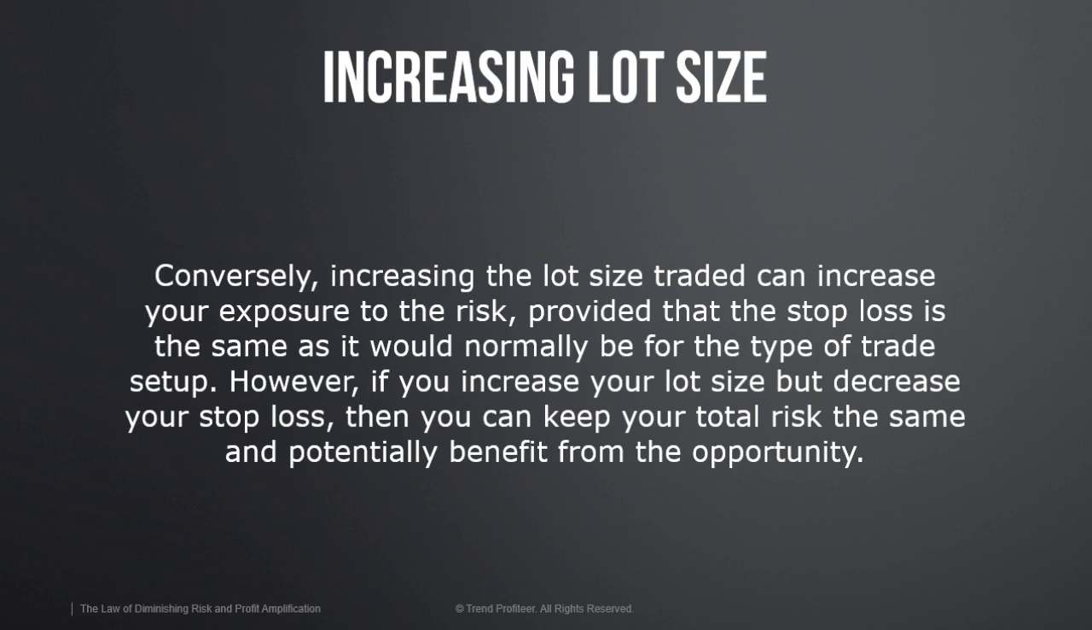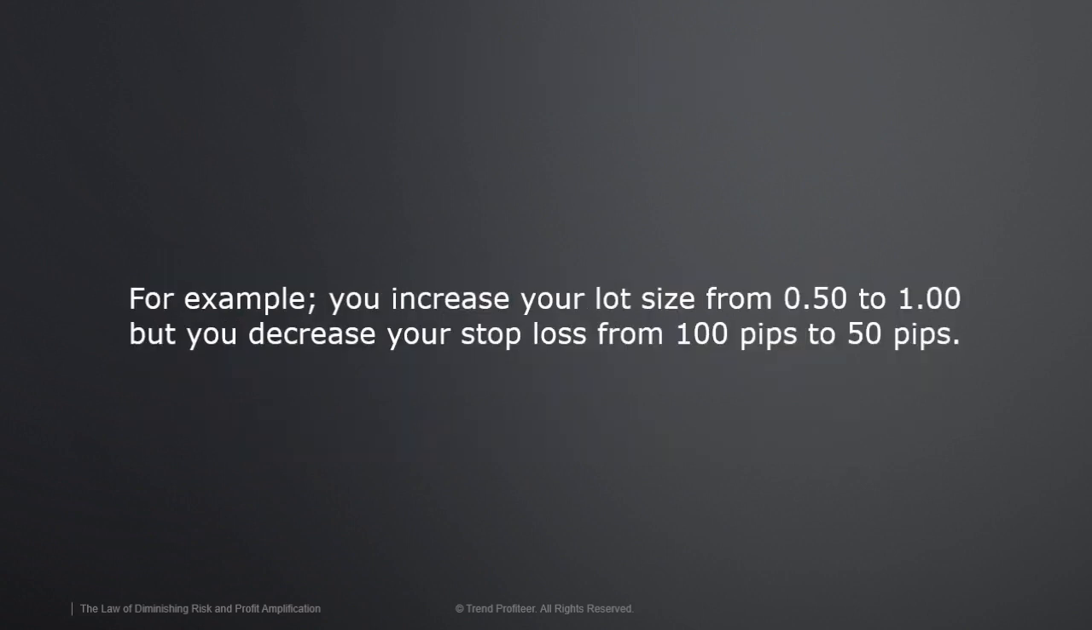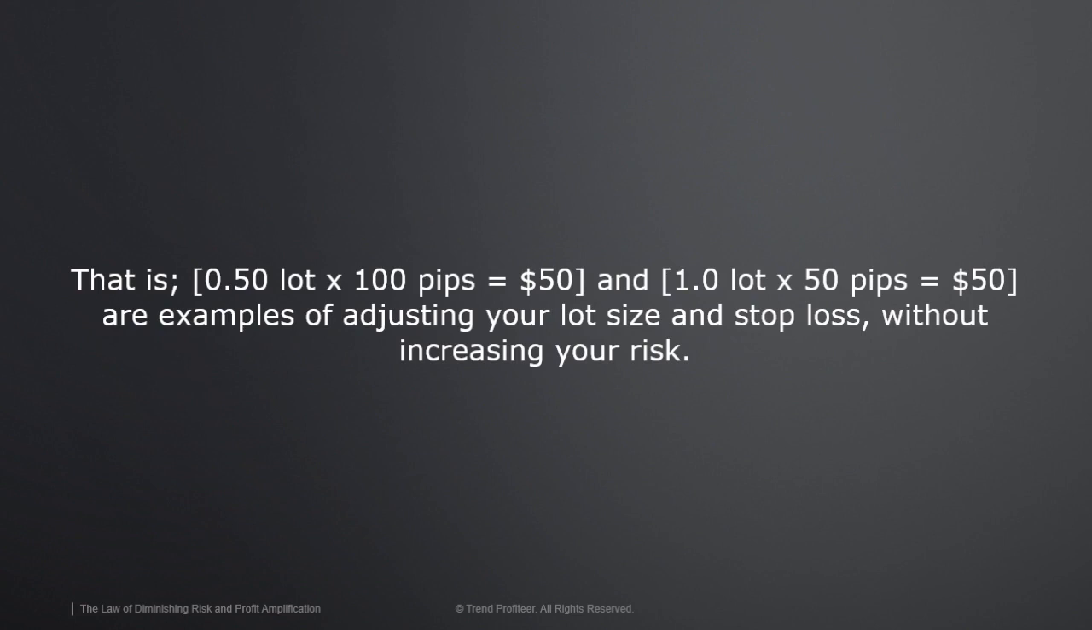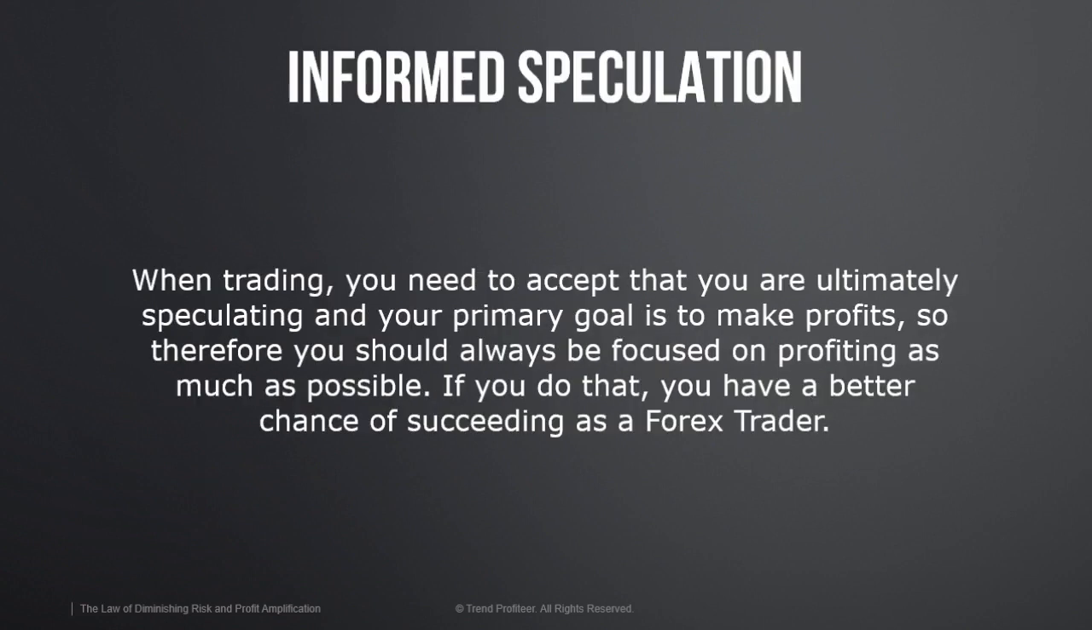However, if you increase your lot size but decrease your stop loss, then you can keep your total risk the same and potentially benefit from the opportunity. For example, you increase your lot size from half a lot to one lot, but you decrease your stop loss from 100 pips to 50 pips. That is, half a lot times 100 pips equals $50, and one lot times 50 pips equals $50. So, examples of adjusting your lot size and stop loss without increasing your risk.